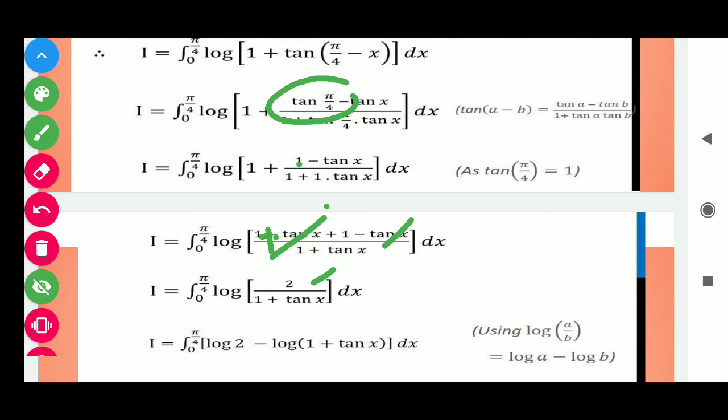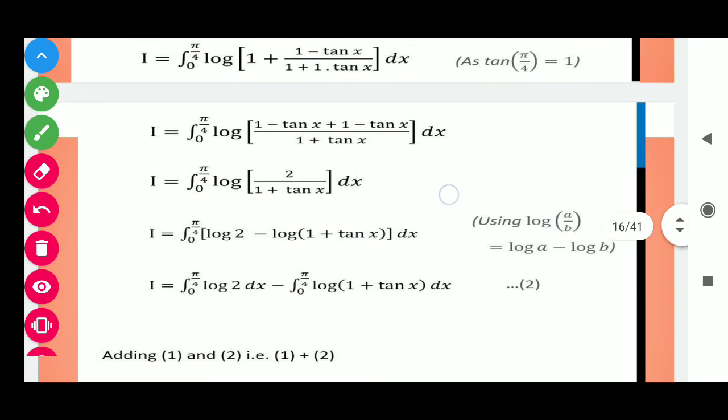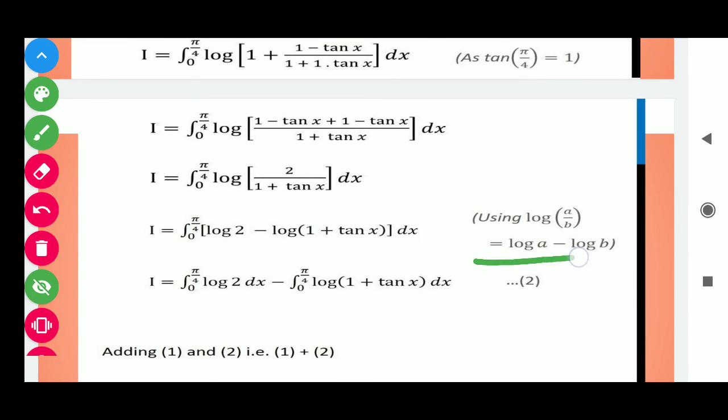So students, we have the property of log. Log a over b is log a minus log b. So by using this property we can write here log 2 minus log 1 plus tan x. So integration of log 2 minus log 1 plus tan x. Students, you can see this is the question from which we have started.